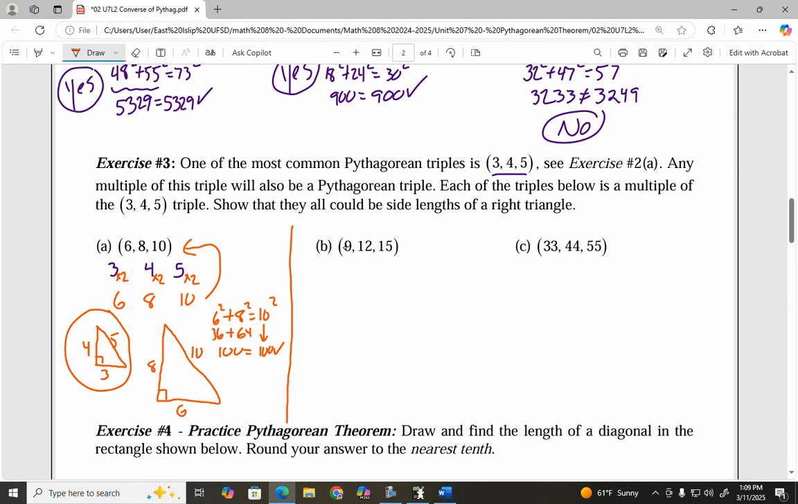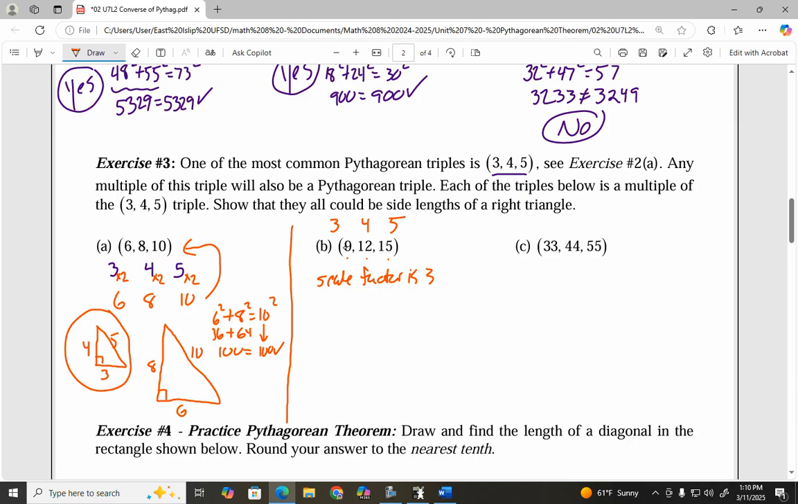My question is, what is that scale factor? What do you multiply 3, 4, and 5 by in order to get 9, 12, 15? You're right. The scale factor would be 3. So the 9, 12, 15 is also a Pythagorean triple.